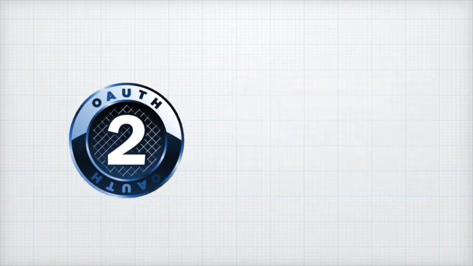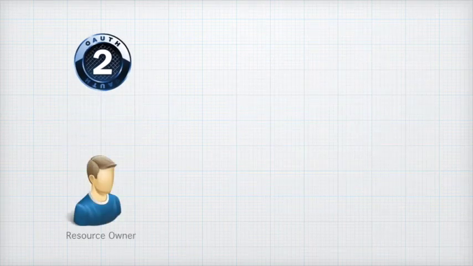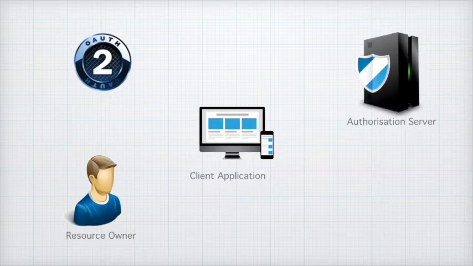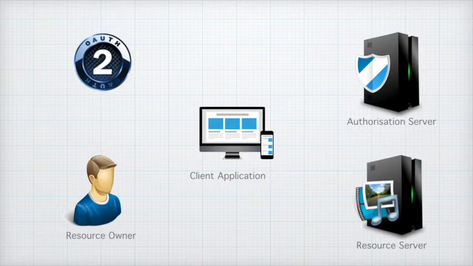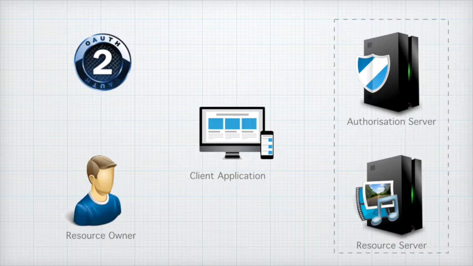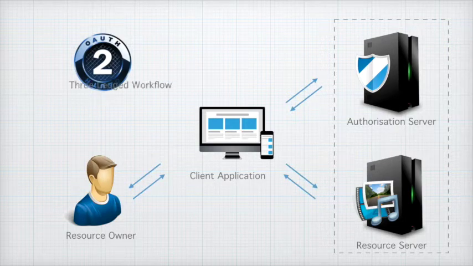The participants include the user or resource owner who owns the data, the client application through which the user wants to access the data, the authorization server which authorizes the client application, and the resource server which has the user data. Usually the two servers are part of the same trust domain. These participants interact with each other through flows, hence the three-legged workflow this video is about.